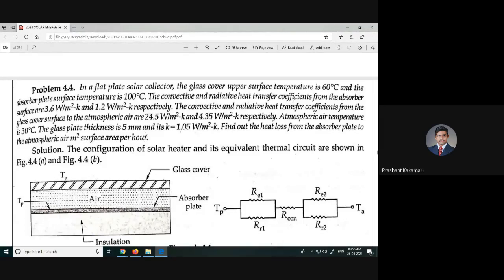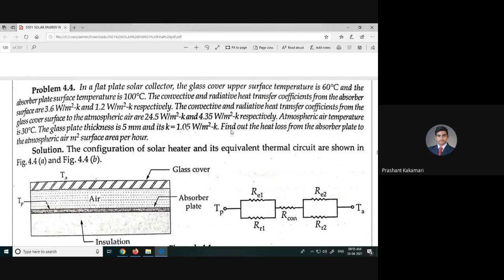The glass plate thickness is 5 mm and its conductivity is 1.05 watt per meter Kelvin. So the thickness of the glass cover is given, and the conductivity value K is given, that is around 1.05 watt per meter Kelvin. So after taking all these given values, now what to do with this problem?